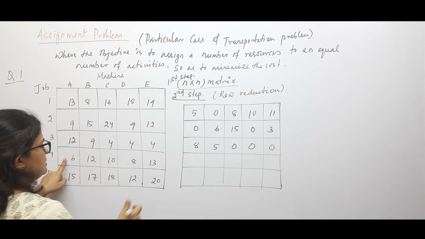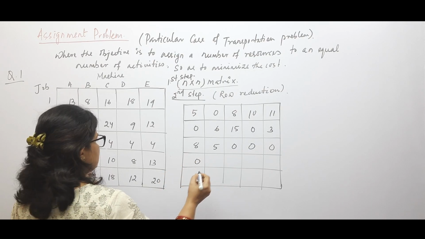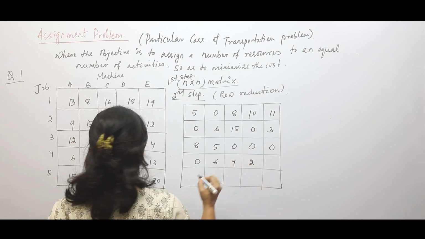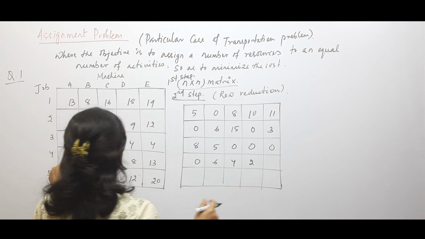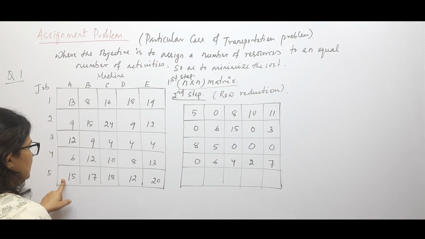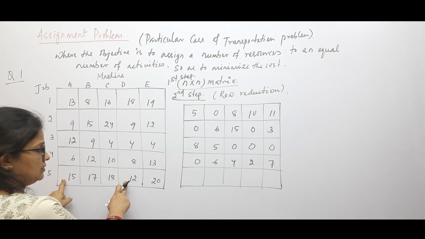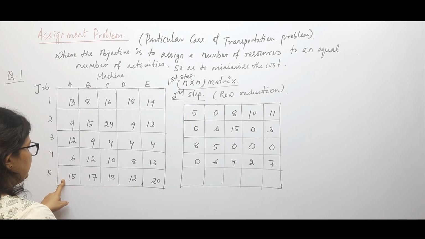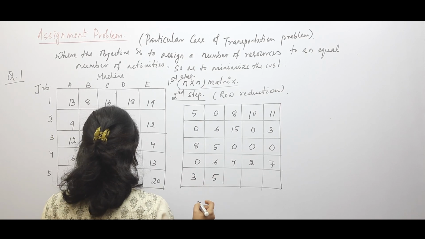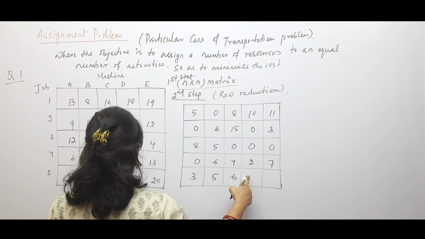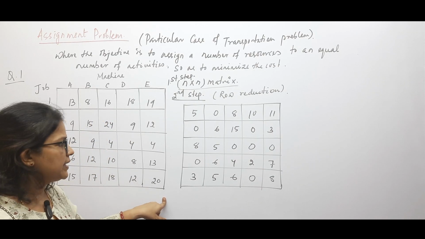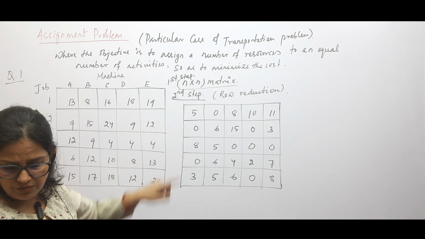Here it is 6. 6 minus 6 is 0. 12 minus 6 is 6. 10 minus 6 is 4. 2. Then here 6, 7. This is 12, the least number. Then 15 minus 12 is 3. This is 5. This one is 6. This one is 0. This one is 8. So this is the reduced matrix and we call it row reduction.